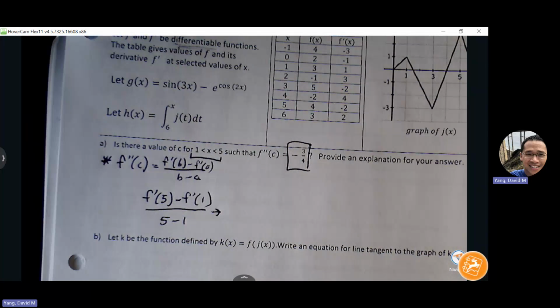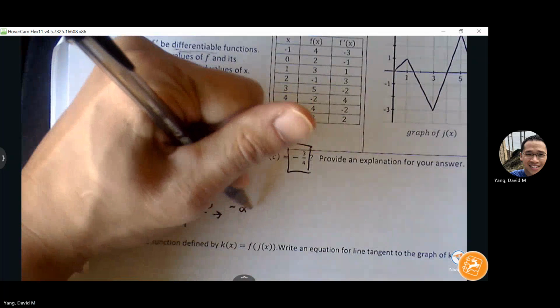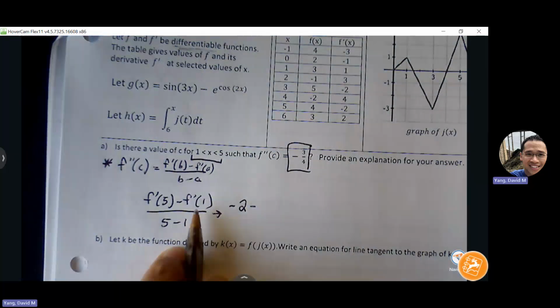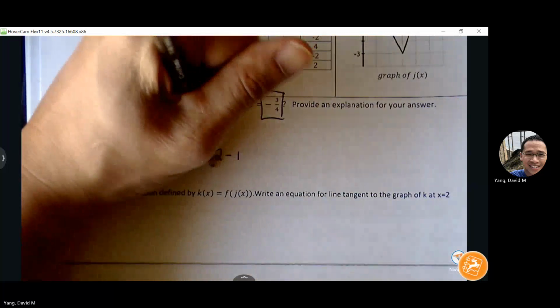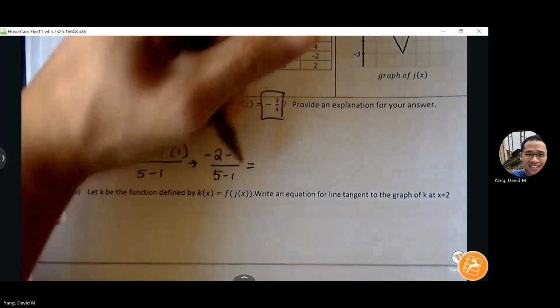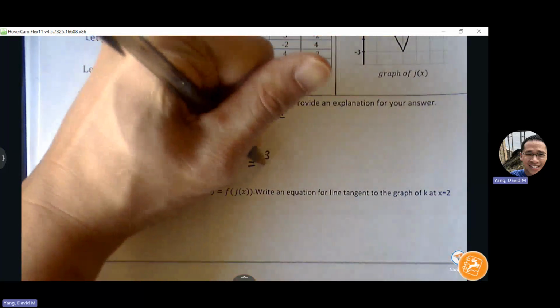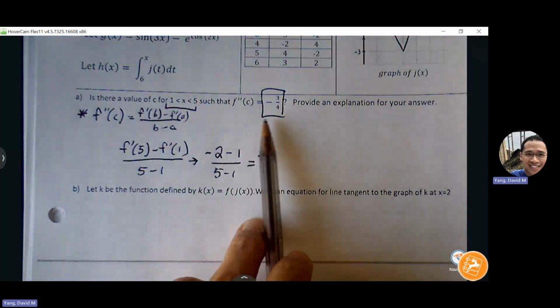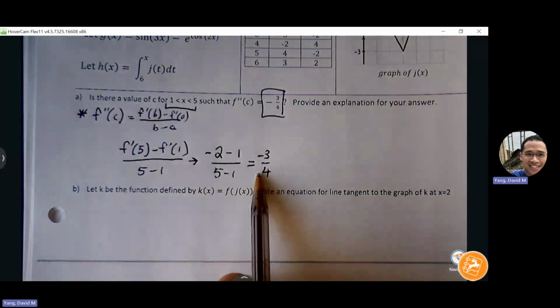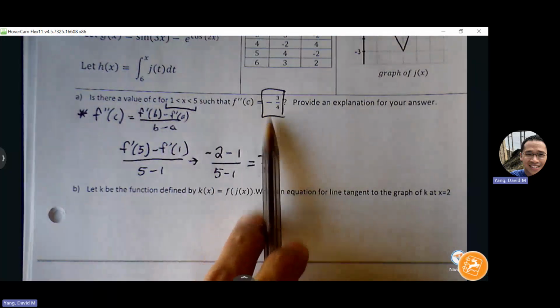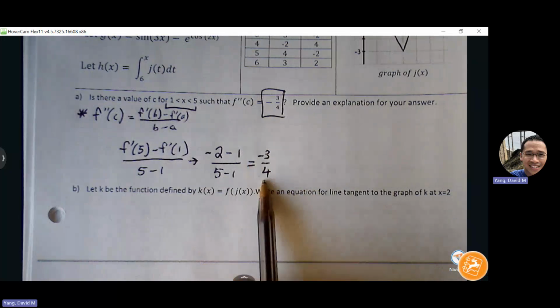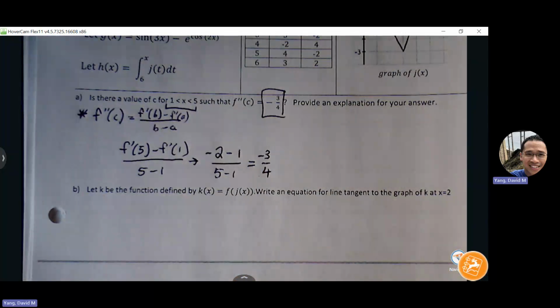Okay, so what's f prime of 5? Put that in. What's f prime of 1? What's that equal to? Because the slope between the f prime values is negative 3/4, there must be a place on the f prime graph where the steepness of that graph is negative 3/4. We're just doing mean value theorem, but shifting everything one derivative down.